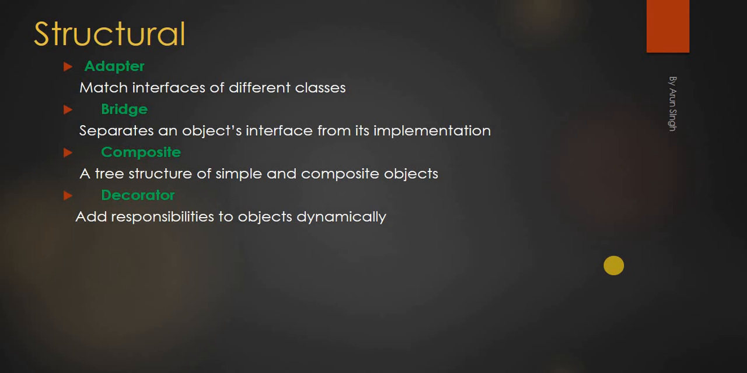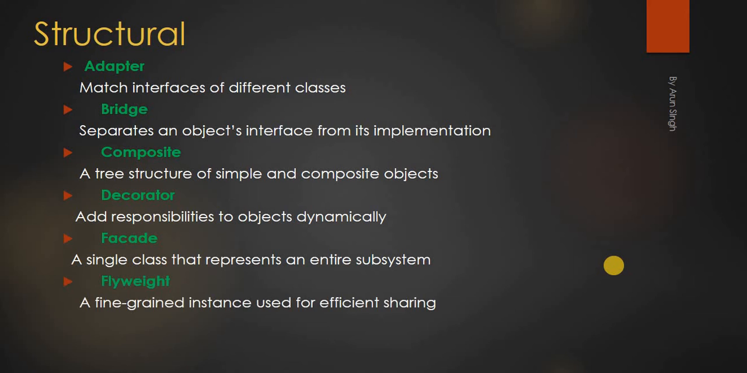Basically, in the decorator design pattern, you have one object, then you add some functionality to it, then you have another, then you add some functionality to it, and add responsibilities to each stage of the object. Facade, a single class that represents an entire subsystem. That is, a single class which will represent the entire subsystem. It's an important distinction. Flyweight, a fine-grained instance used for efficient sharing. Proxy, an object represents another object.